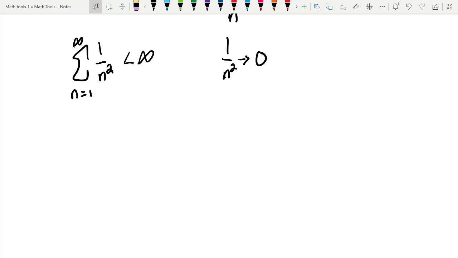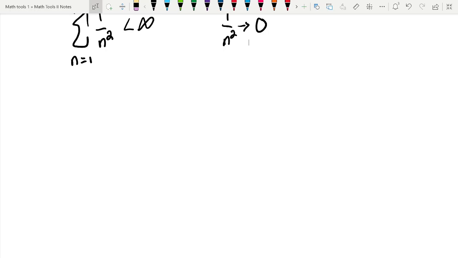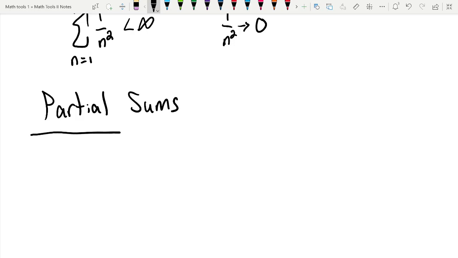The reason we even need this in the first place is that a lot of theorems are dependent on the series of terms being convergent. It doesn't necessarily matter what the number actually is that it converges to. So one way that we can do this is by looking at what's called the partial sums of a series.